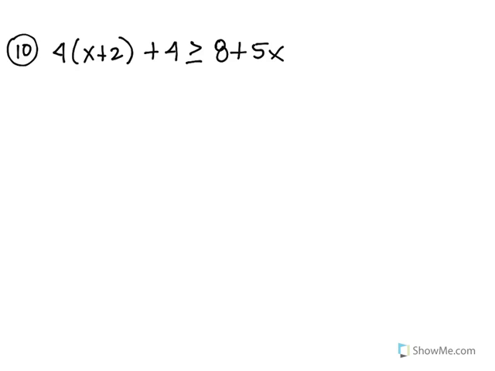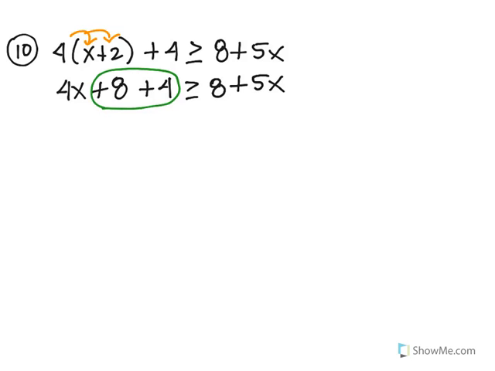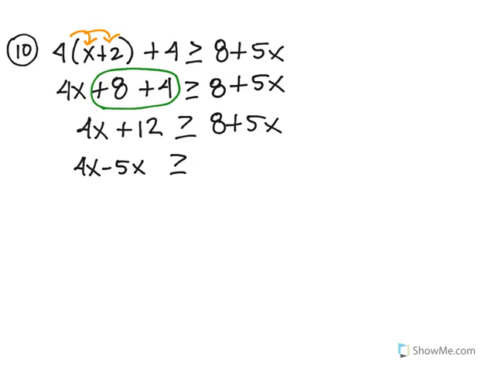So we're going to distribute, and that would give us 4x plus 8 plus 4 is greater than or equal to 8 plus 5x. So I'm going to combine like terms. I got 4x plus 12 is greater than or equal to 8 plus 5x. So bring your variables together. 4x minus 5x is greater than or equal to 8 minus 12. So that would give me a negative x is greater than or equal to negative 4.